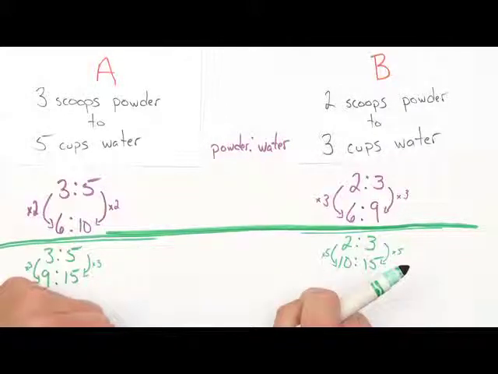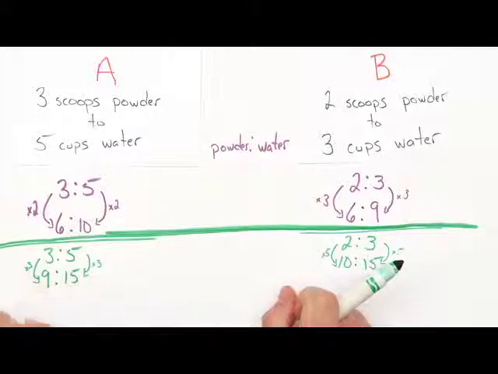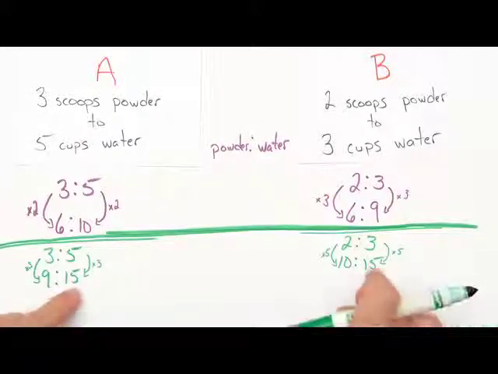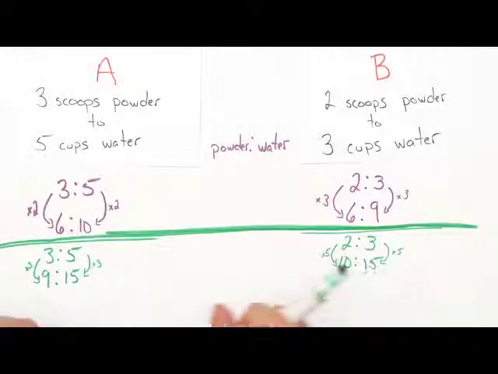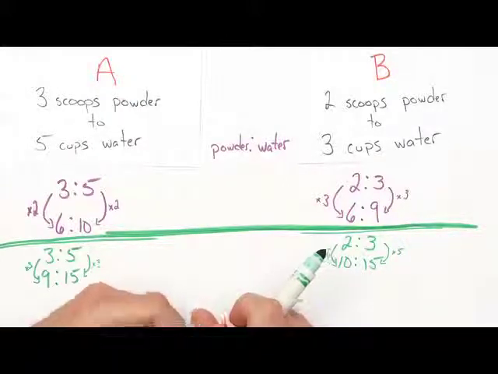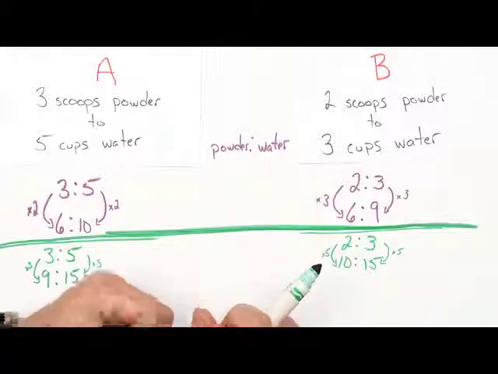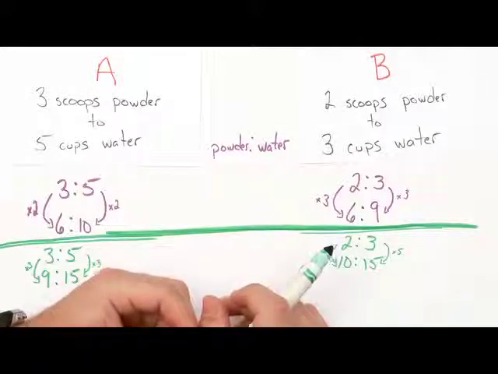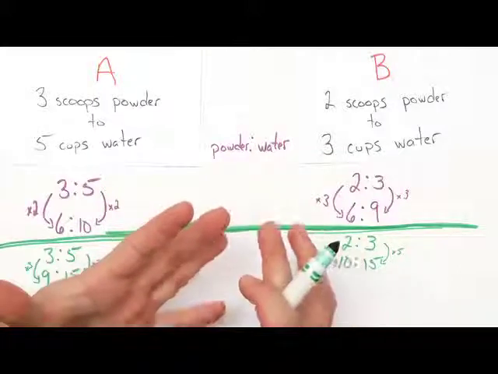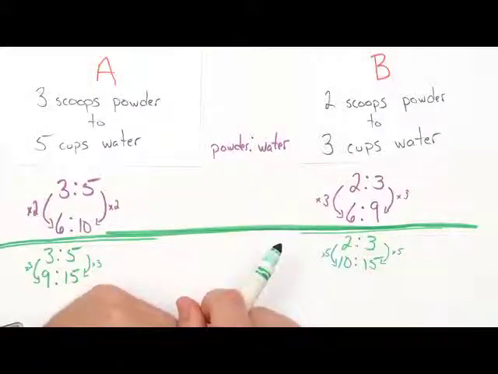Now let's compare the ratios. Both recipes use the same amount of water. Recipe B uses more powder, so recipe B gives the stronger drink. So to compare two ratios, we use common multiples to write equivalent ratios, so that the ratios then have the same first term or the same second term.